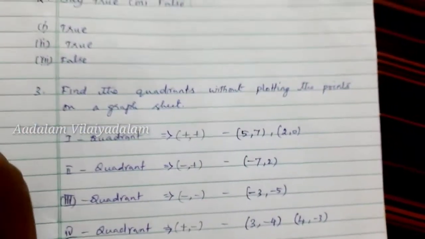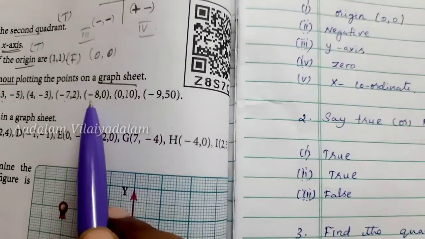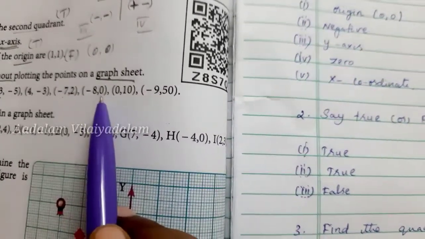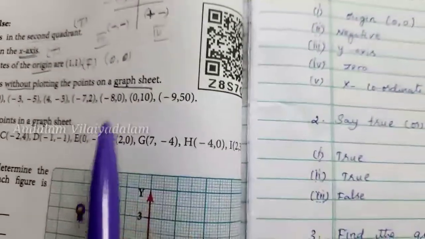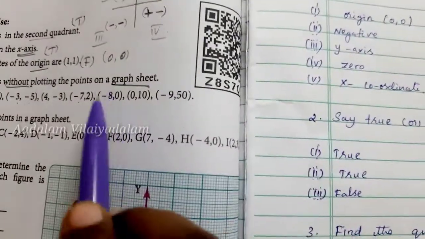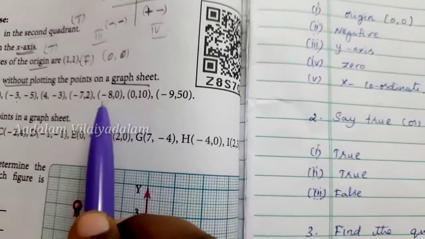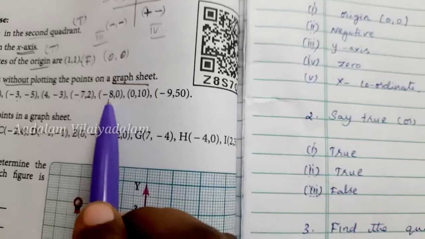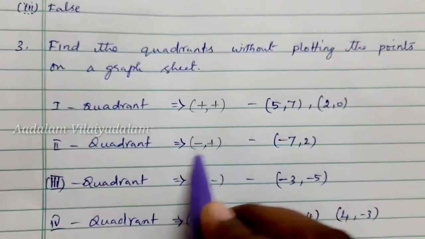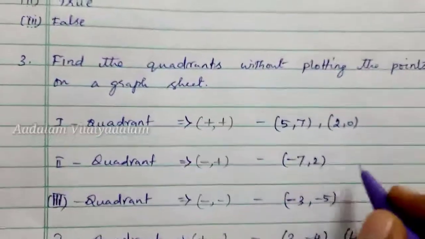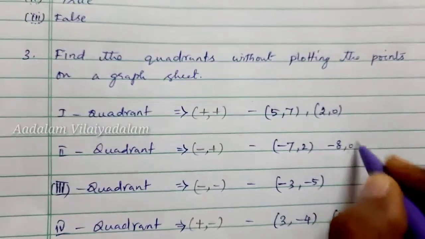Then (-8, 0). First one is negative. Next one is 0. Then where will it lie? We can say the answer is given by the x value only. Look at the x value, that is -8. So where the -8 we will get it is in the second quadrant. So therefore we can write (-8, 0).